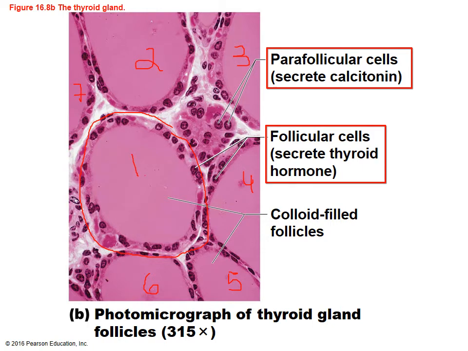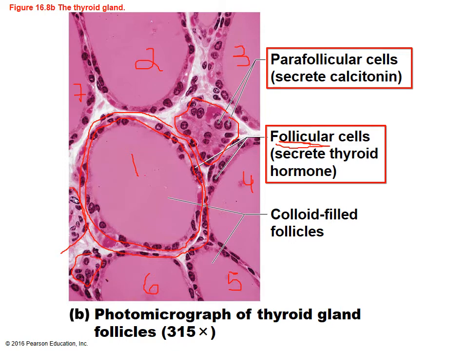And what you can see here on the illustration is that all the cells that make up the membrane, or the circumference of the follicle, are called follicular cells. The follicular cells are going to give us our thyroid hormone. But then you also have batches of cells that sit outside the follicles that have nothing to do with the follicles. So here's another batch of them. Here's another batch of them.